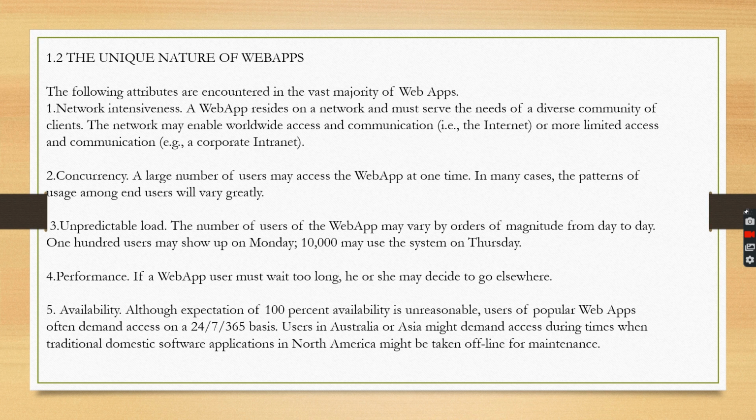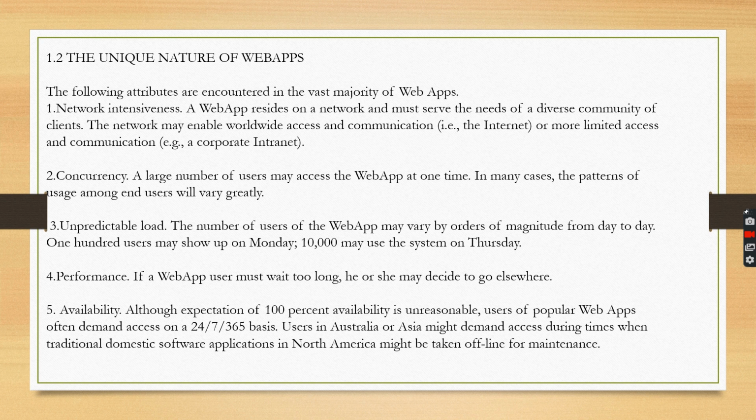Second being the concurrency. A large number of users may access a web app at one time. So there's no time lagging which happens and many users can access the web app at the same time. Unpredictable load. The number of users of the web app may vary by orders of magnitude from day to day, maybe 100 users on Monday and 10,000 on another day. So, as I said, no time variation, a great advantage.